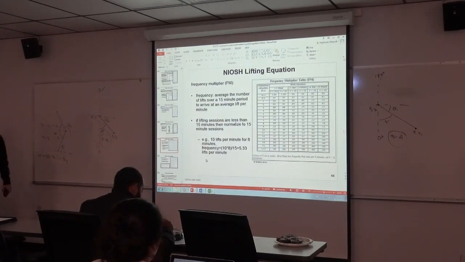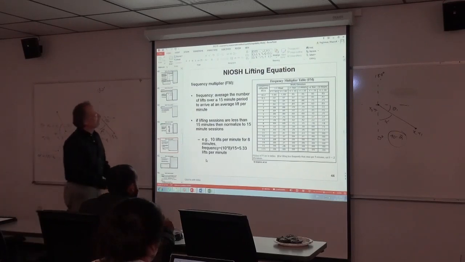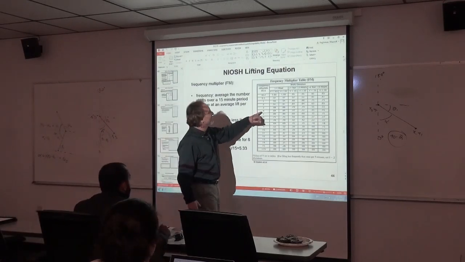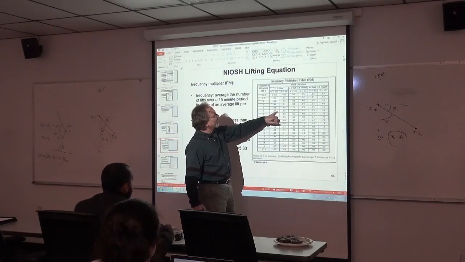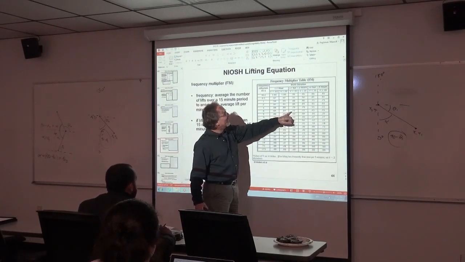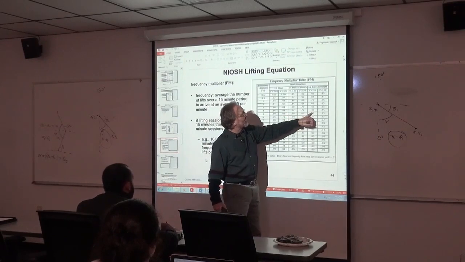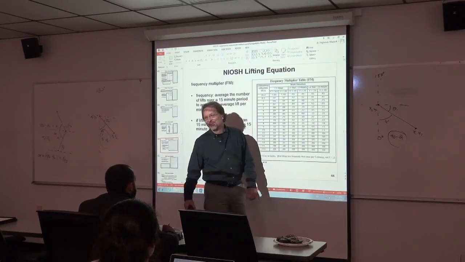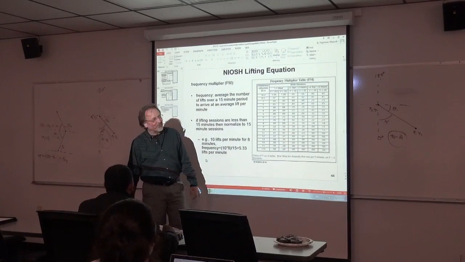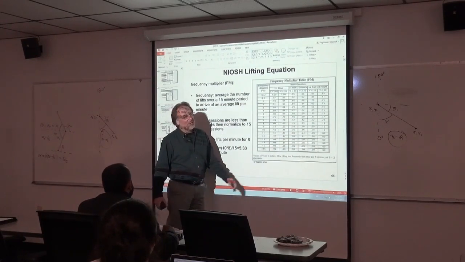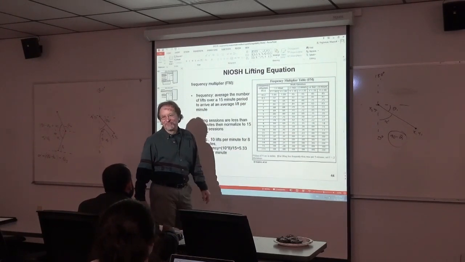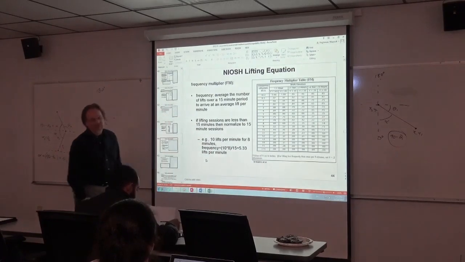Okay. You probably aren't going to have a problem with it. So what did I say, 4 per minute? Okay. If it's less than 1 hour, doesn't matter. If it's greater than 1 but less than 2, it doesn't matter. And if it's greater than 2 but less than 8, it doesn't matter. So your frequency multiplier is the same, regardless of vertical height, for 4 lifts per minute.